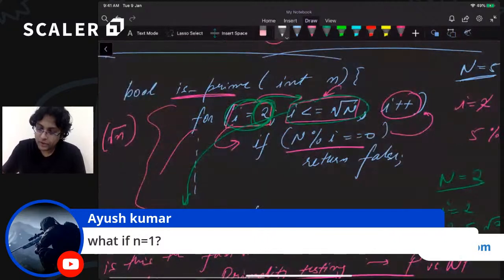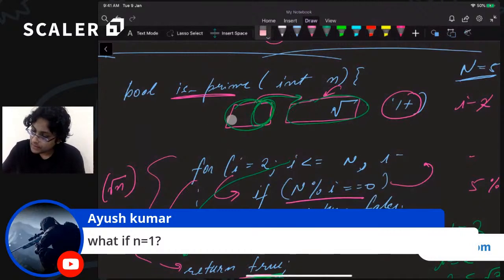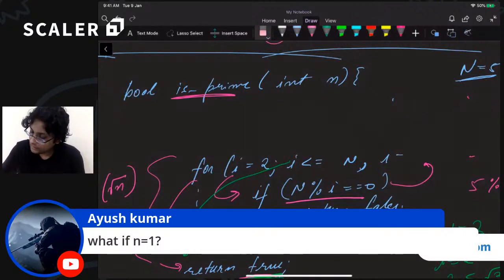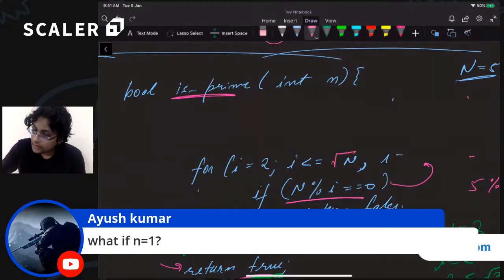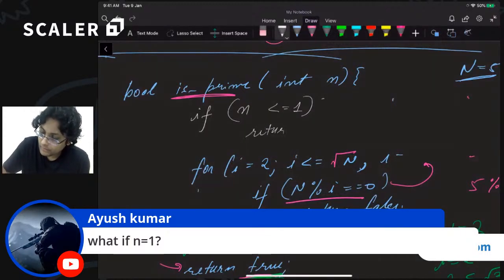We need to add a check over here. Right? So let me just insert some space. So we will very quickly, let me just clear up the mess. This was square root of n. So we will add a check over here. We will check if n is less than or equal to 1, then we simply return false. Right? We simply return false. All right?